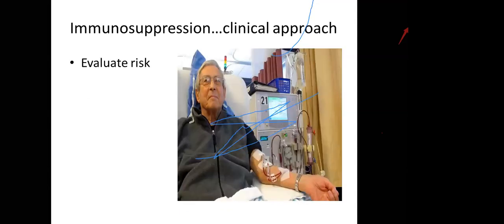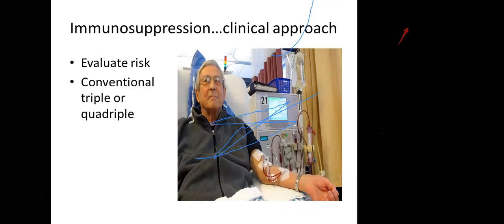Finally, this is the patient. We evaluate the risk and decide to give him a conventional triple. Conventional triple, what does it mean? CNI, MMF, and steroids. This is the conventional. What is the meaning of conventional quadruple? This means you will give induction and the conventional triple.